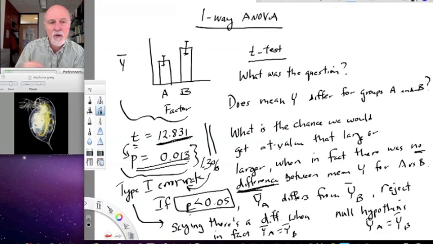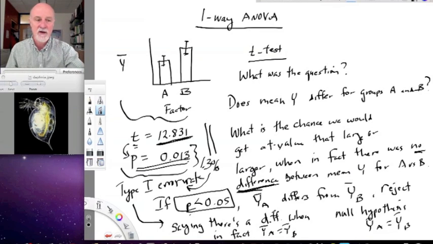So let's go back. What was the question? Does mean y differ for groups A and B? We're comparing two groups. We do a t-test. We get a t-value. We get a p associated with that t-value. And that tells us whether we can reject the null hypothesis of equality of the means for the two groups, or whether we cannot safely do it. And our cutoff for safely doing it is when p is less than 0.05. And we then say there is a statistically significant difference between y bar A and y bar B.